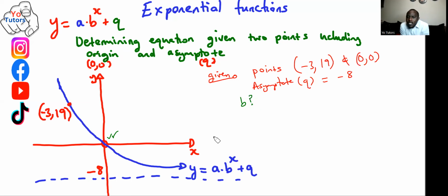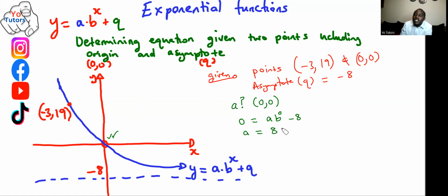Now to look for B, how are we going to do it? We look for A first. Now, to look for A, we're going to substitute 0 and 0. So let's look at it and see. 0 is equal to A, B to the power of 0 minus 8. So in this case here, our A is equal to 8. We take the 8 there. Our A is equal to 8.